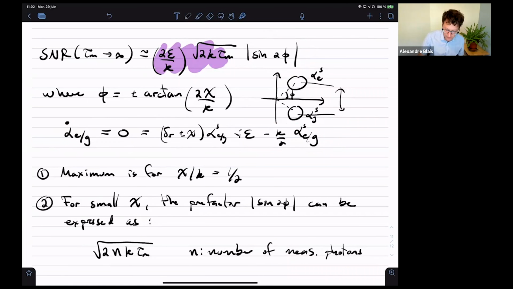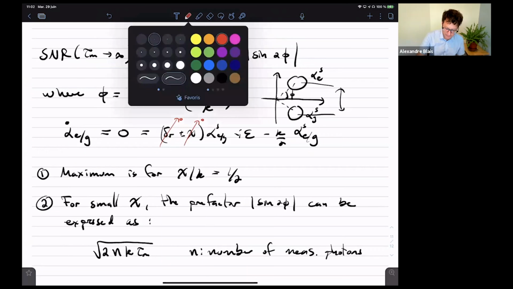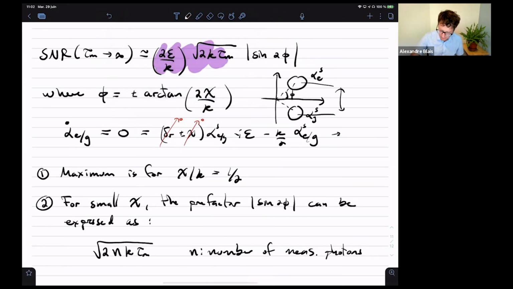Remember that I said this is 0. We took this to be 0 in our discussion, and I just said, okay, let's take this to be small also, as small as possible. Then what you find is that alpha steady state is something like 2 epsilon over kappa. And this is exactly what you have here, 2 epsilon over kappa.